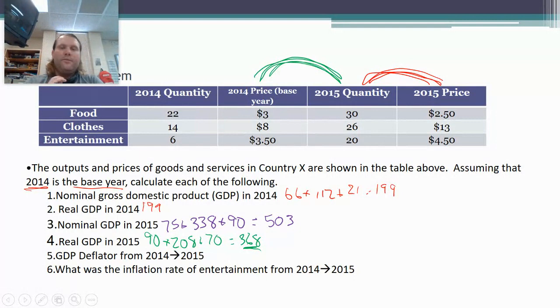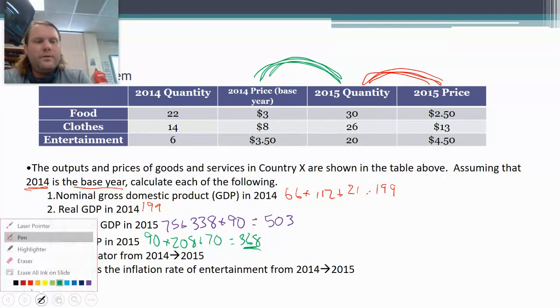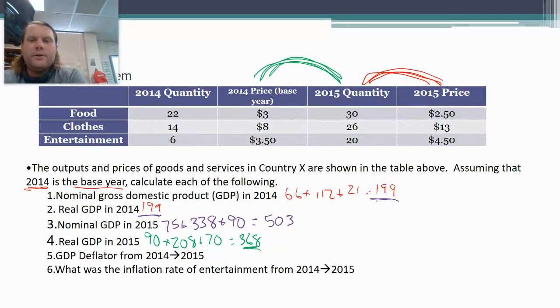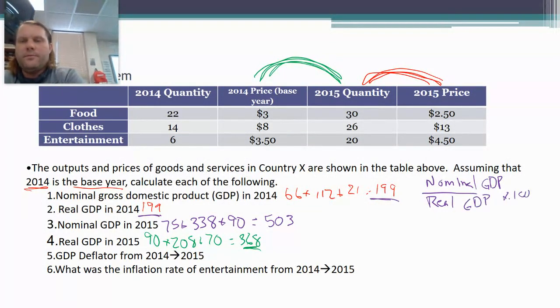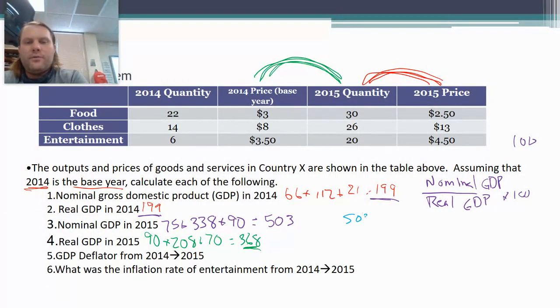Now, to figure out the GDP deflator, remember we've got to figure out from 2014 to 15. What we've got to do is figure out the deflator number for each side. Remember, for the base year, it's always going to be 100. It's the nominal divided by real GDP, right, times 100. So 199 divided by 199 is 100. So we're going to have 100 for our 2014 deflator. Now, nominal over real GDP for our 2015 is going to be 503 divided by 368. That's going to equal 1.36. Multiply that by 100 equals 136.